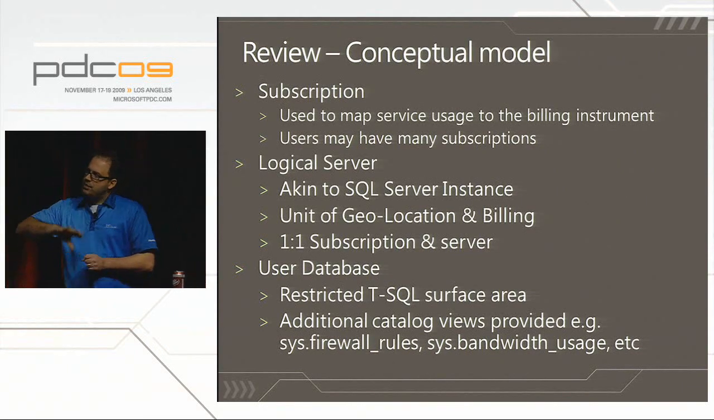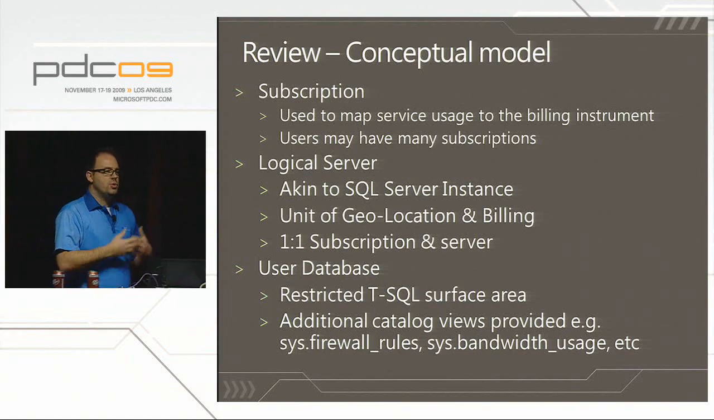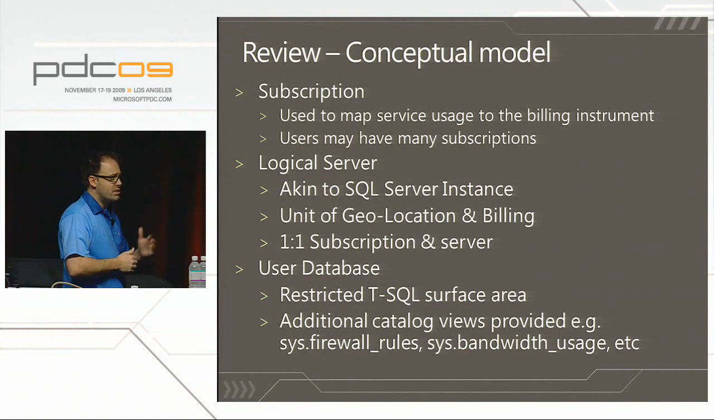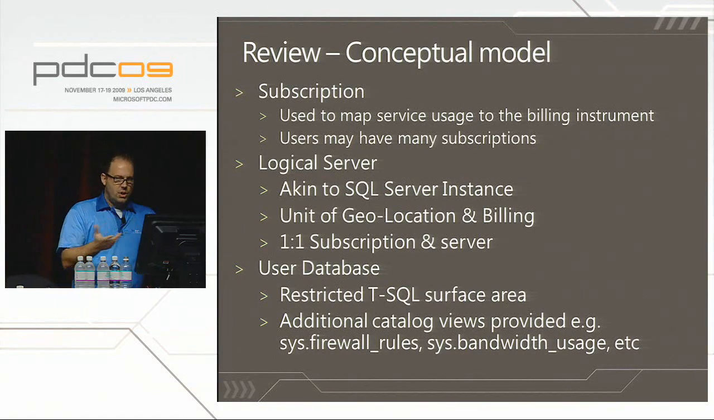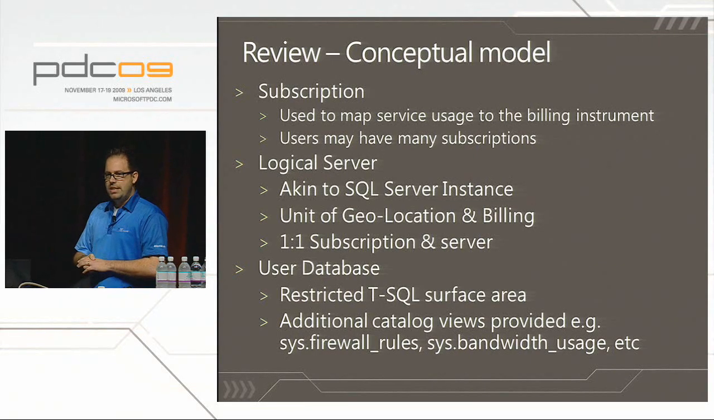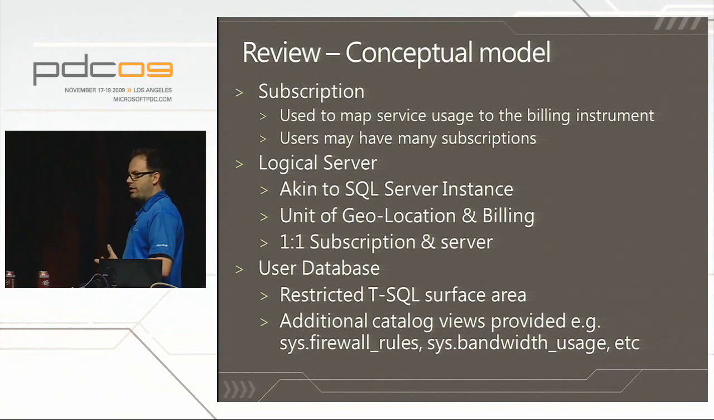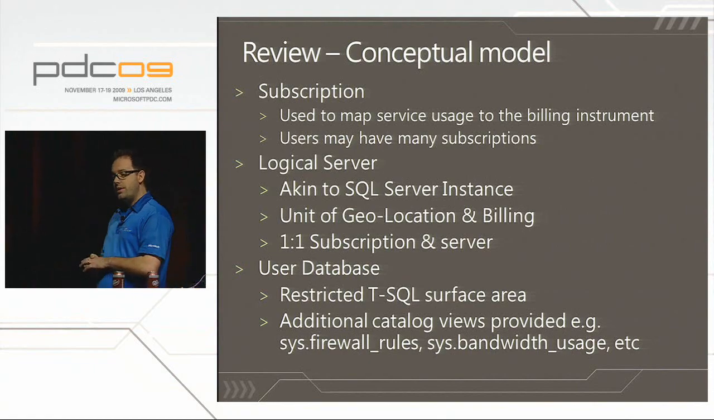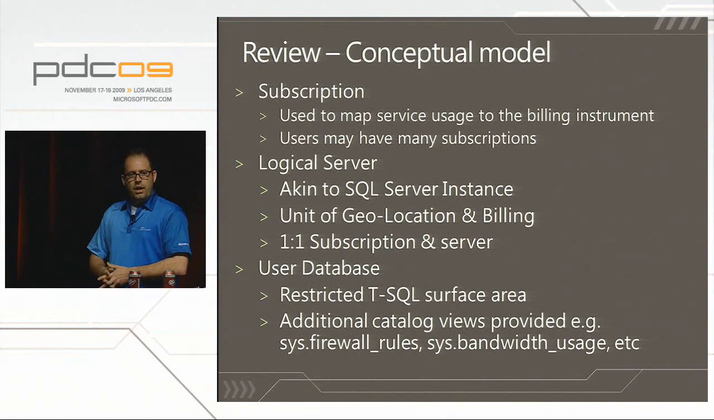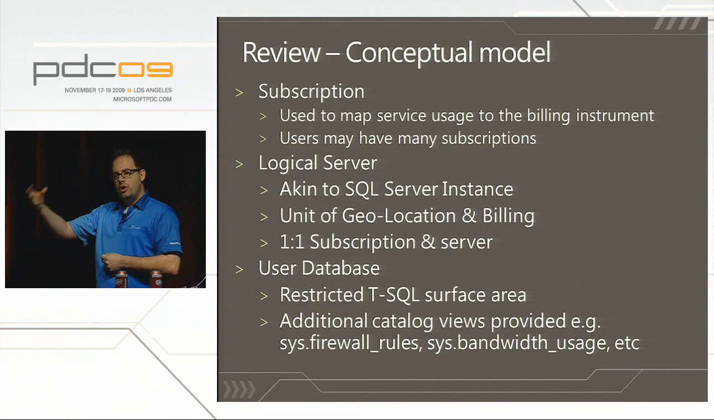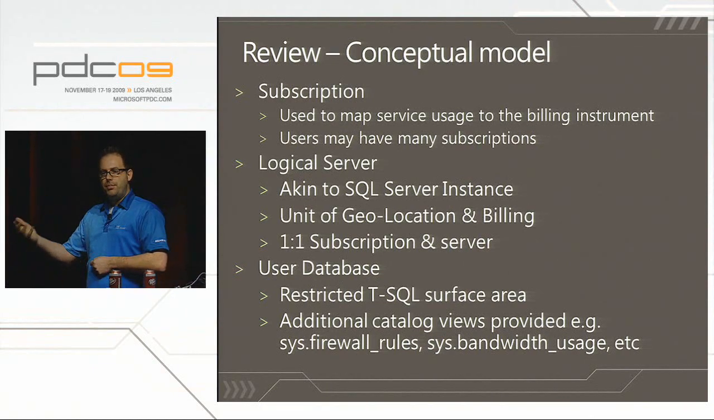And finally, we've supplemented the default catalog views, which are present in SQL, with some that make sense for our model. Firewall rules, as an example, and bandwidth usage are not necessarily things that make sense in an on-premise service, but they make a heck of a lot of sense for us. And so we provide you a set of views to look at, understand what those things are, and to manipulate the firewall rules that we present to you.